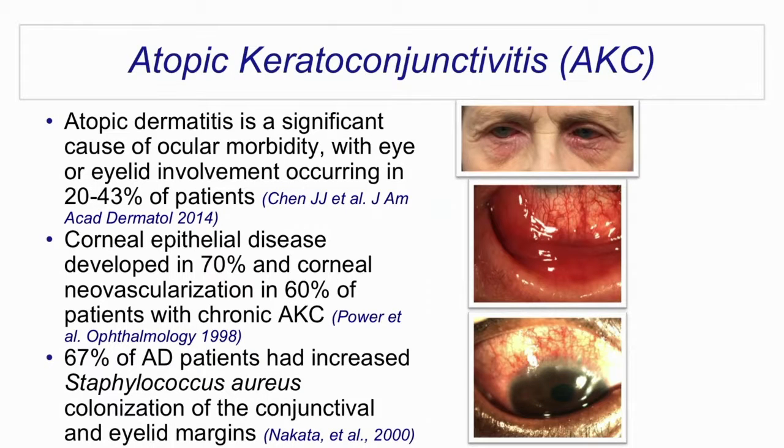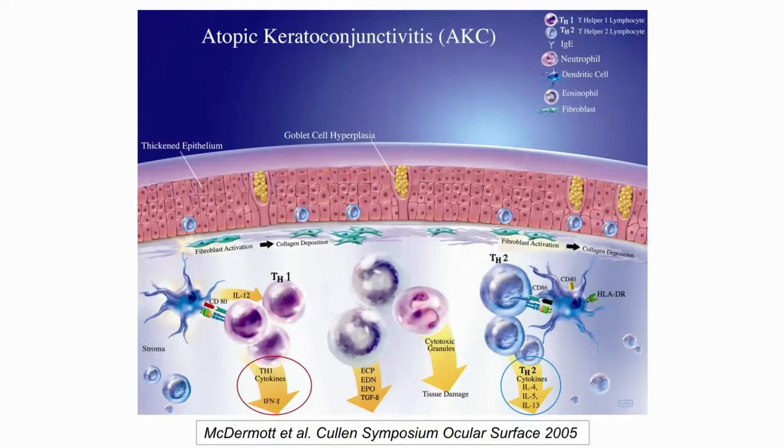Atopic dermatitis is a significant cause of ocular morbidity, with eye or eyelid involvement occurring in 20 to 43% of patients. And many of those patients develop corneal epithelial disease, up to 70%, with corneal neovascularization in 60%. 67% of patients with atopic dermatitis had increased Staphylococcus aureus colonization of the conjunctiva and eyelid margins, and stimulation of innate signaling pathways like the toll-like receptor pathway have been implicated.